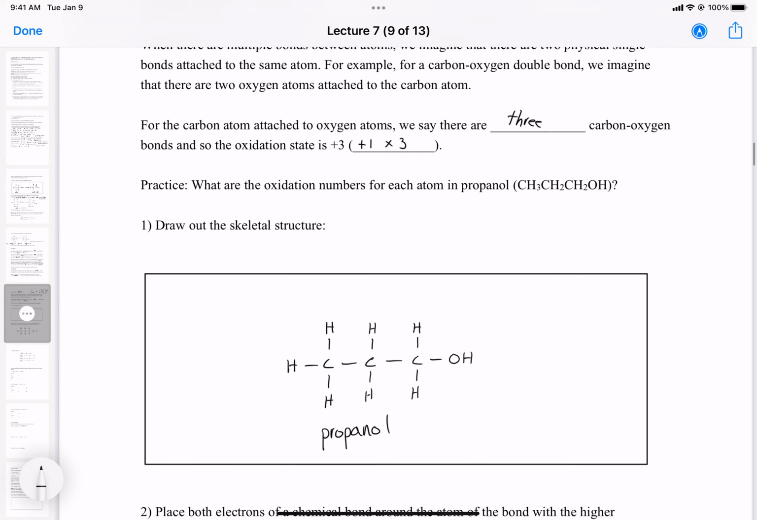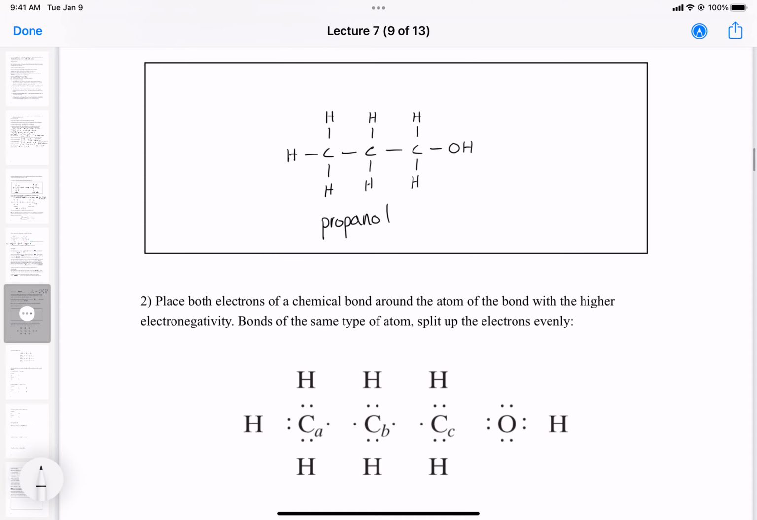All right. Now let's do our same analysis here. We're going to break up the electrons and put them around the most electronegative elements, so they go around carbon, between the hydrogens and carbon atoms, and then it'll go to the oxygen between the carbon and oxygen atoms.